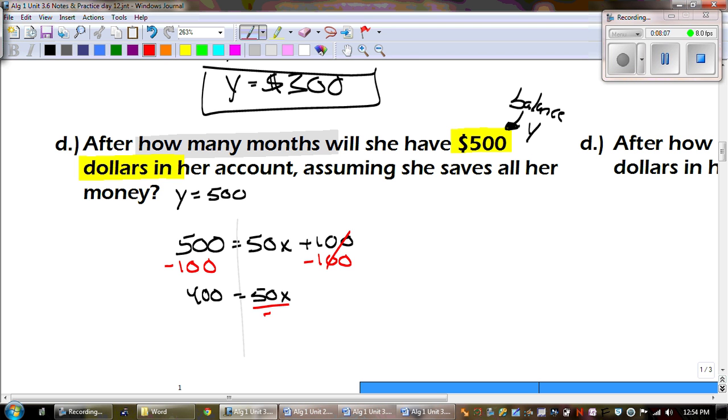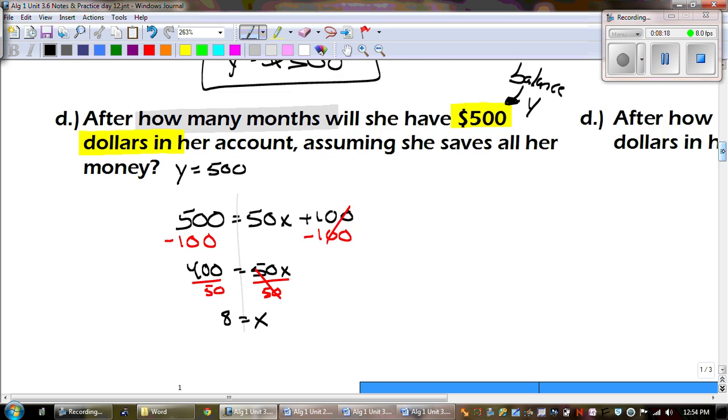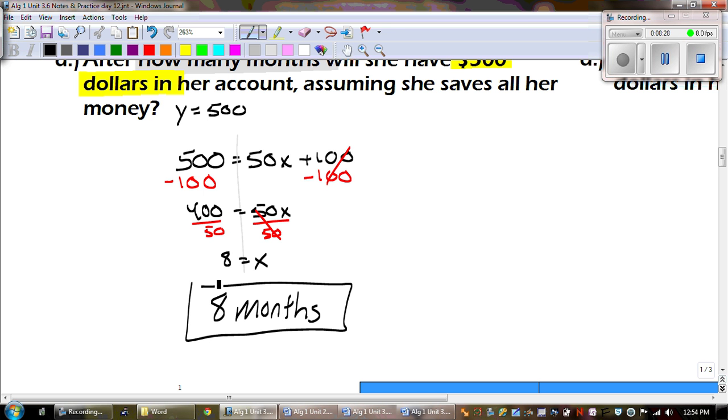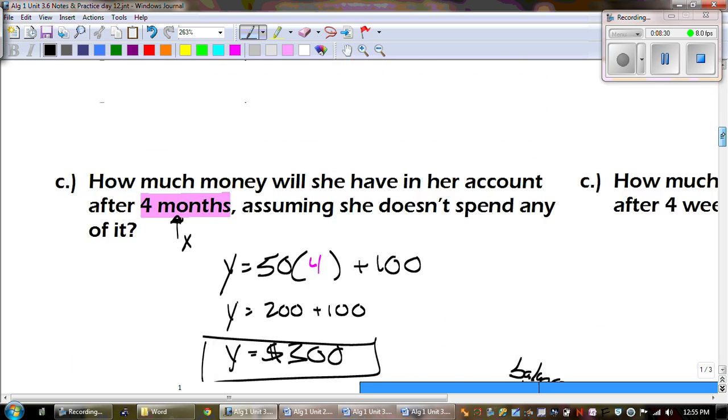And then the last thing would be to divide by 50. 400 divided by 50 is 8. So we get that 8 equals x. So our final answer is not 8, it's 8 what? It's 8 months. So after 8 months, Zoe would have $500 in her account.